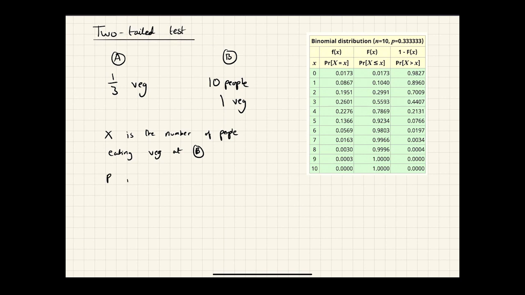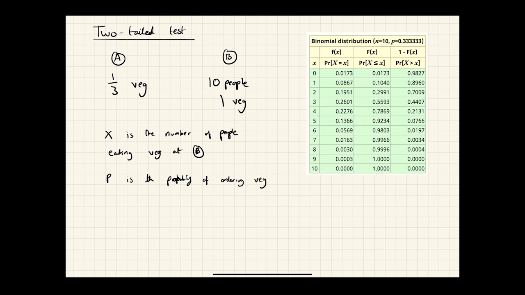And p is the probability of ordering veg. So x is the number of people who eat veg at B, and p is the probability of people who order veg. So therefore my distribution, if I do it, is going to be x is binomially distributed with, or actually let's not even start with that.